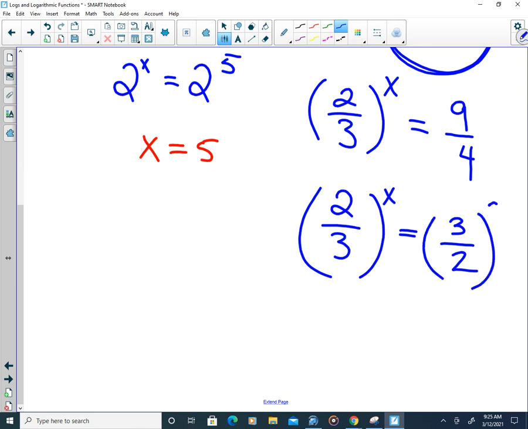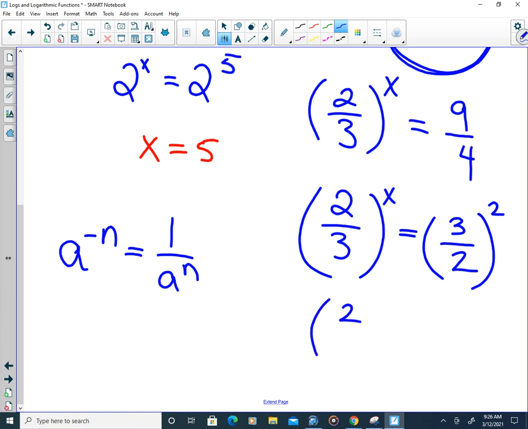3/2 squared. Okay? But we got both sides written as powers, but they don't have the same base. But there's a little trick we can do. If you think back to the last chapter, we have a to the negative n, that's equal to 1 over a to the n. So what we could do is rewrite either side with a negative exponent.